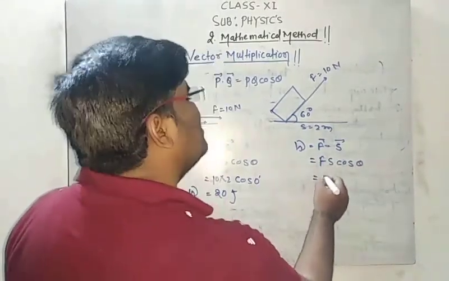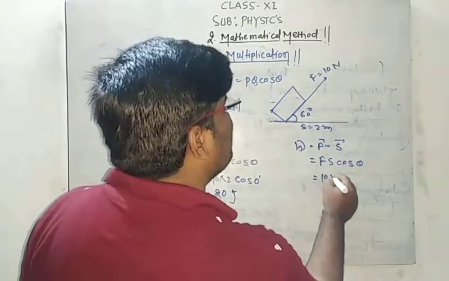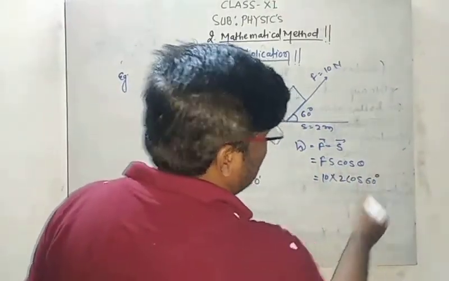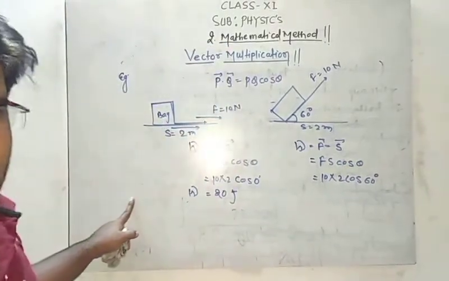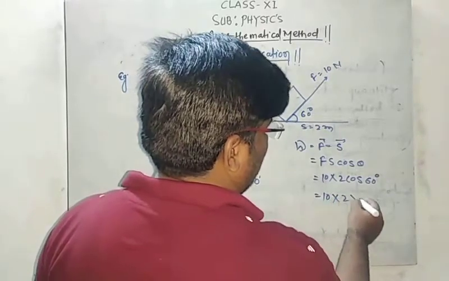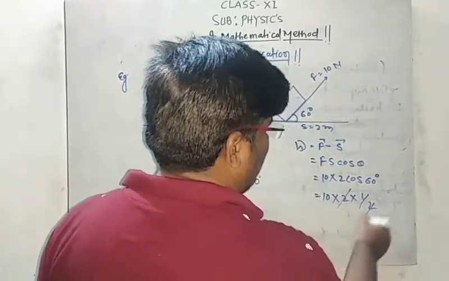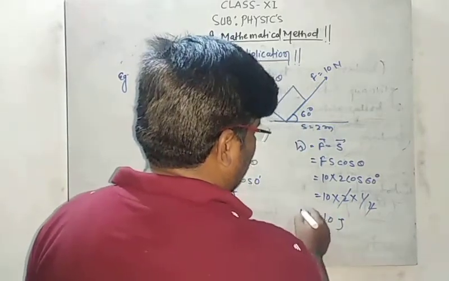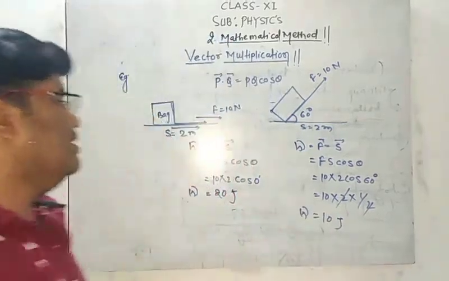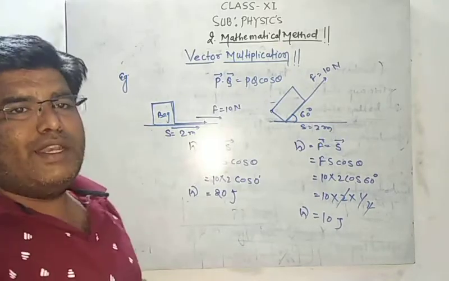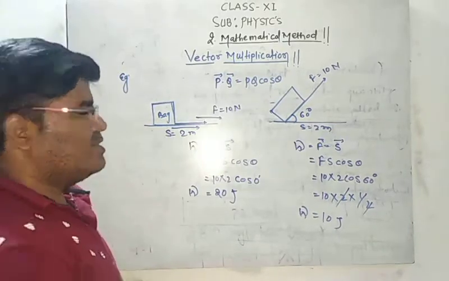Substitute the values. F is 10, displacement is 2, and cos of 60 degree. Cos of 60 degree is equal to 1 by 2. Therefore 10 multiplied by 2 multiplied by 1 by 2. The 2 gets cancelled, and this is 10 joule. So work done is equal to 10 joule, right? In this way we can find the magnitude of a scalar product.